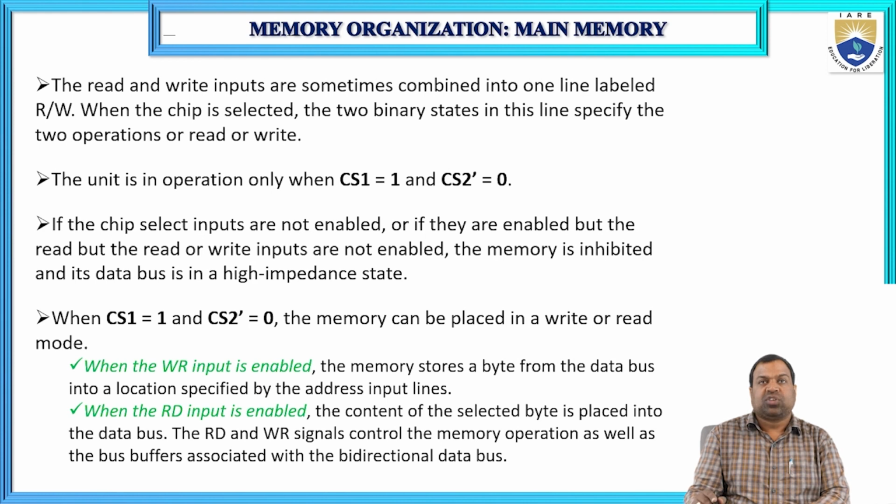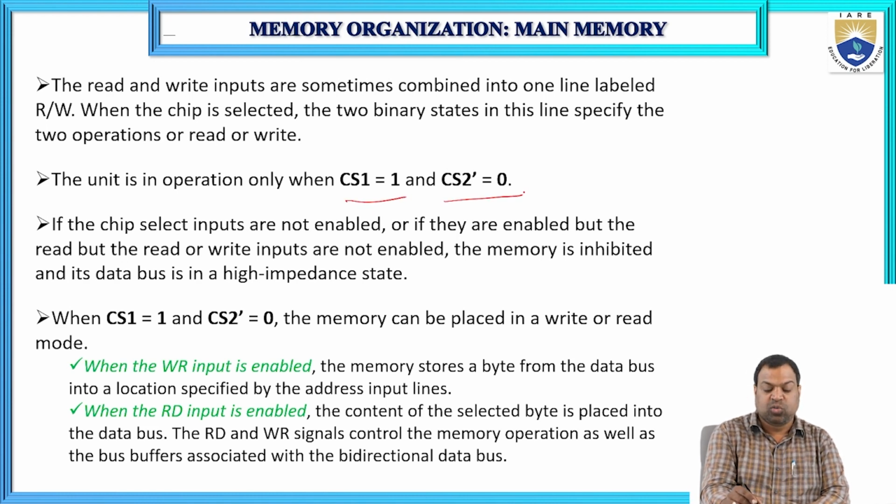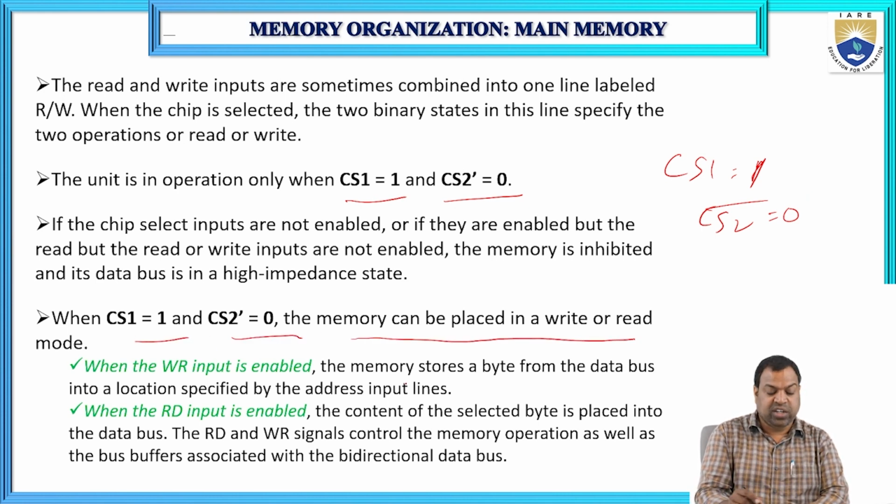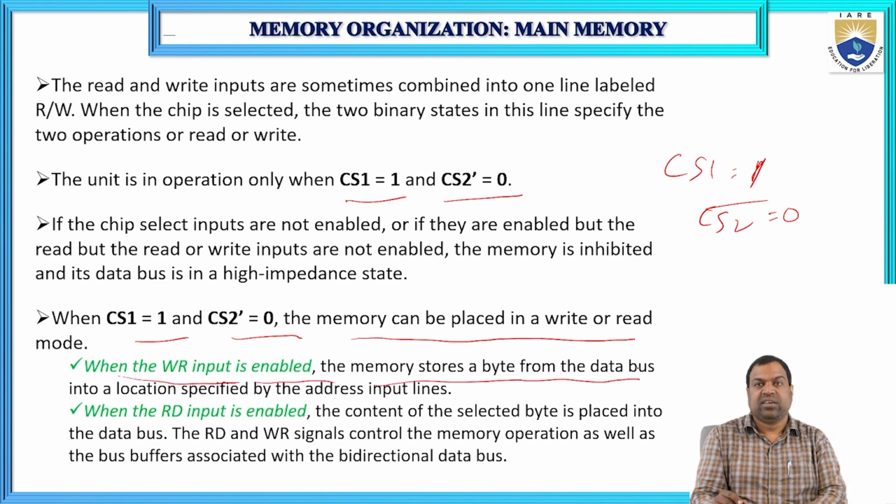The read and write inputs are sometimes combined into one line labeled read/write. When the chip is selected, the two binary states in this line specify the two operations, read or write. There are two chip selections, CS1 equal to 1 and CS2 bar equal to 0. When the write input is enabled, the memory stores a byte from the data bus into the location specified by the address input lines. When read is enabled, the content of the selected byte is placed onto the data bus.